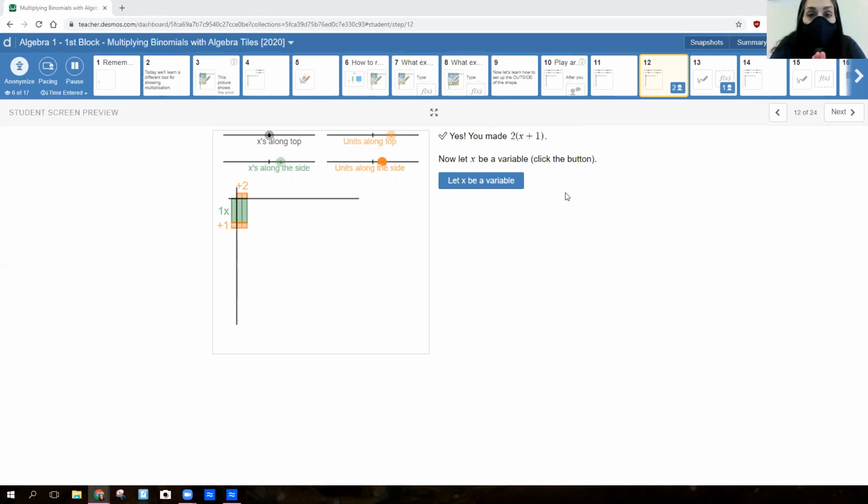Because remember, if x is a variable, it could be anything. Like it can be any number. So if it's really big, it's going to make the green rectangle really long if x is a big number. And if x is a tiny number, it's going to make that rectangle shrink way down. So that's what they're showing in this slide. All righty. Once you have that, move on to slide 13.